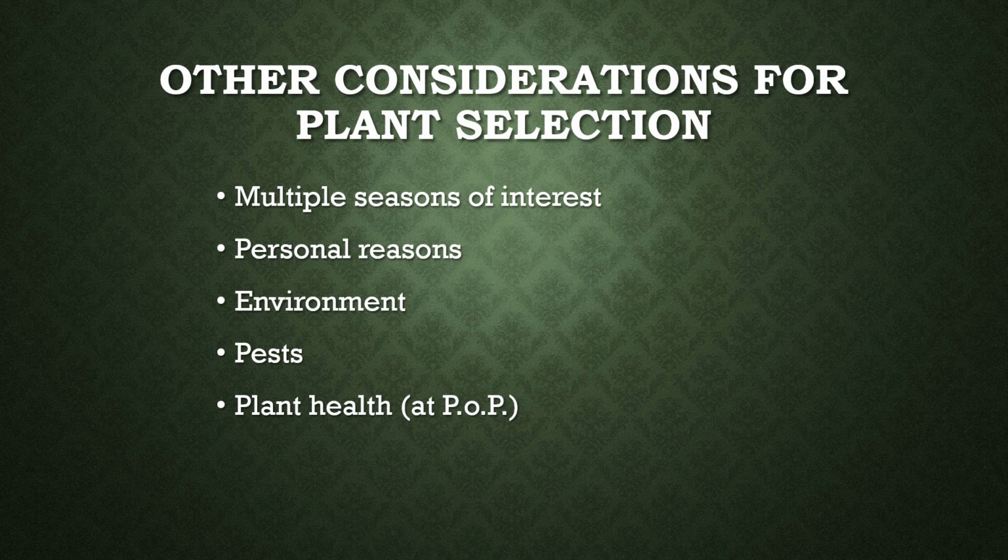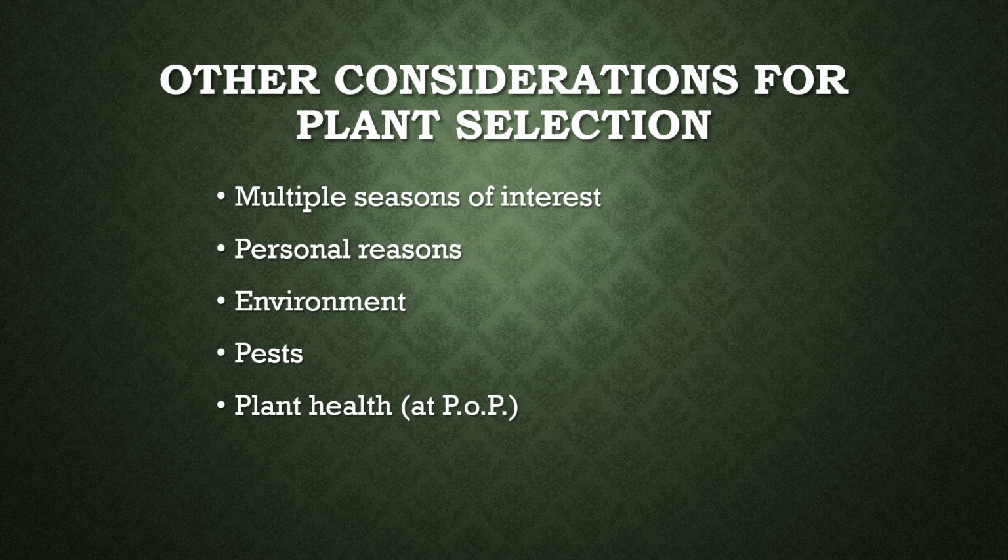And you can have personal reasons for wanting to grow something. For instance, we know many people that have peonies or plants in their garden from their grandmother, or multiple generations even. So that could be an emotional reason for why you want to grow something. The environment is a big concern. Everyone wants pollinator plants. Everyone wants diversity and natives. So another reason why you might choose a certain plant.